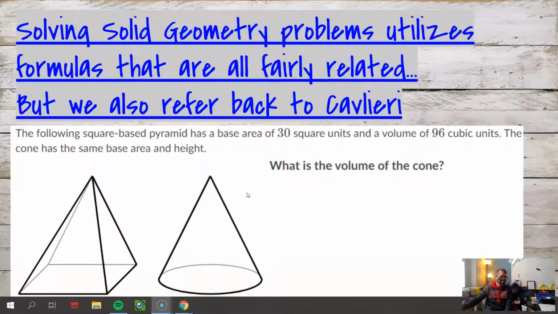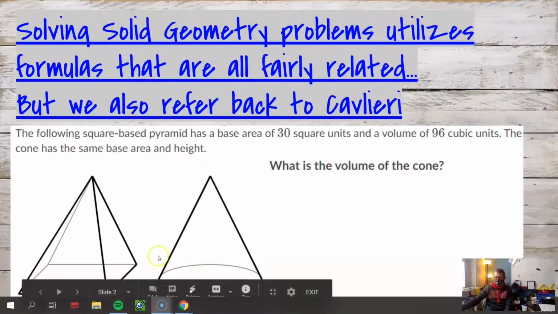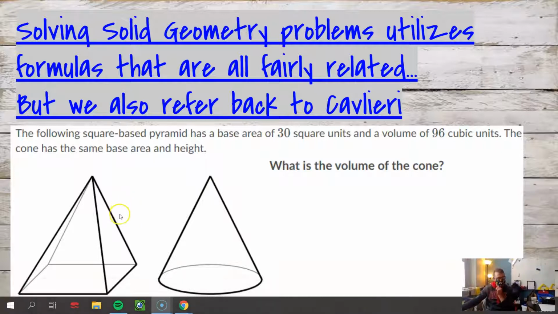Now, where does surface area get tricky when it comes to cones? What does the surface area of a cone make? If you look at the net of a cone.